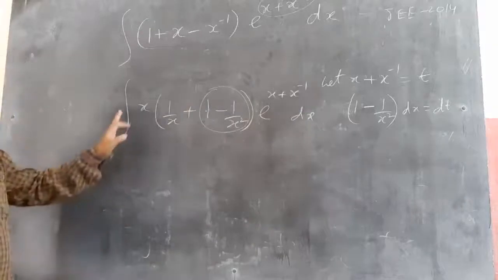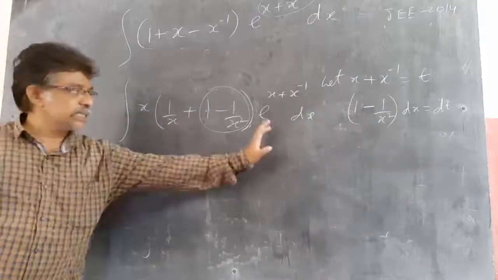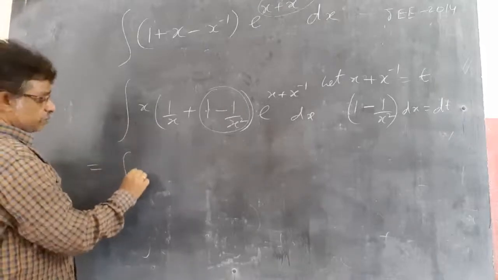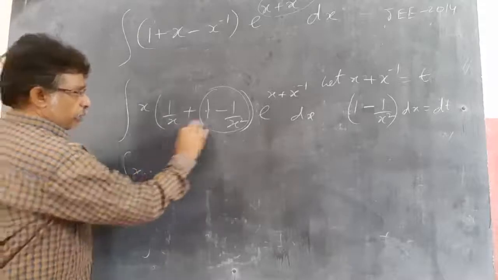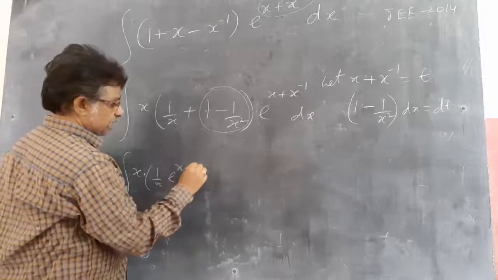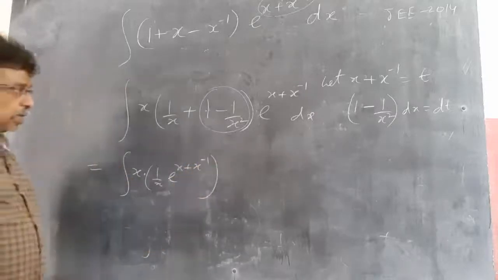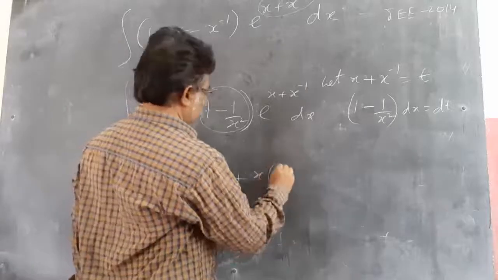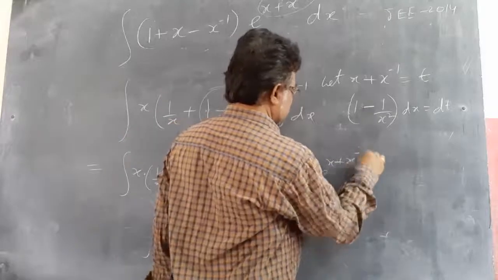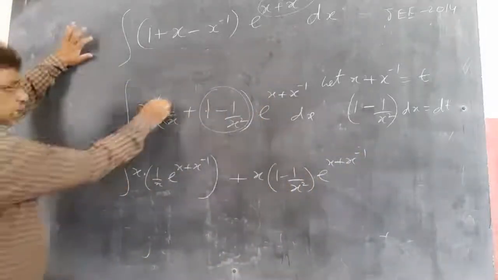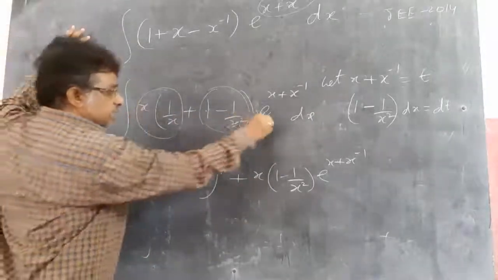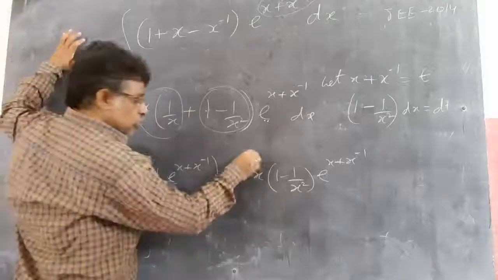Now I will split it like this: one part and the other part. So what I want to say is I can write it like this: x into, if I open the bracket, (1 by x into e power x plus 1 by x power minus 1) is one part. And x into (1 minus 1 by x square) into e power x plus x power minus 1 is another part. I am splitting it: this into this, brackets opening, and this into this is another part. So I am splitting into two parts.